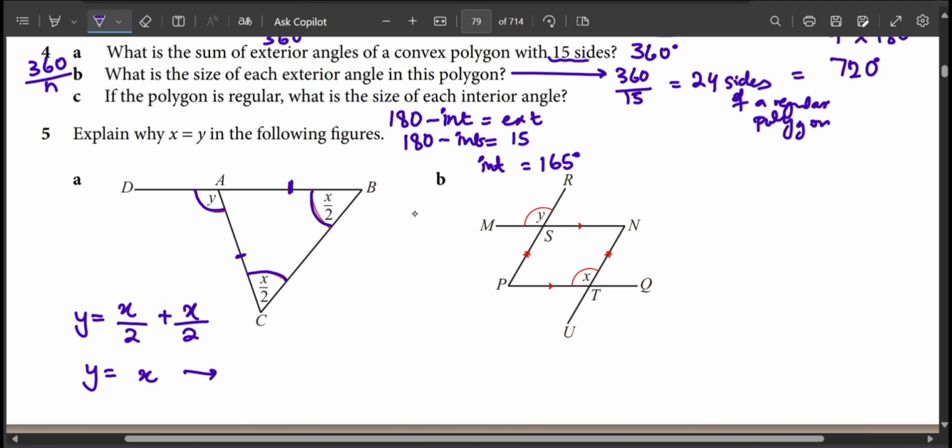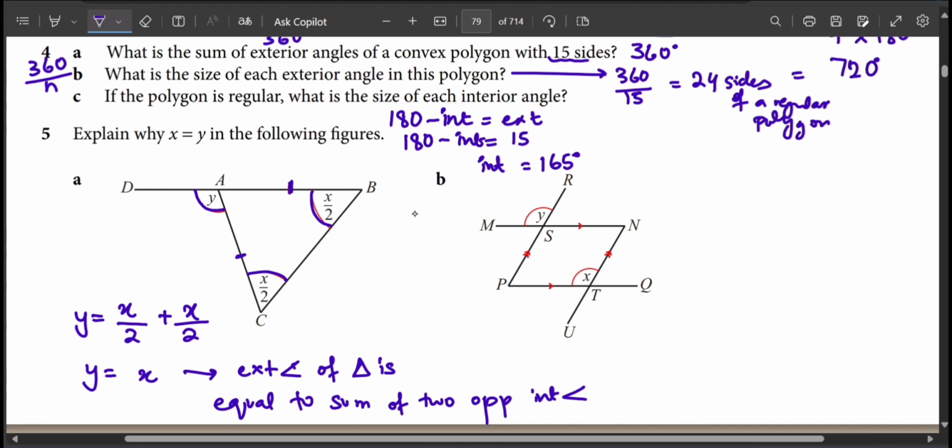This is because the exterior angle of a triangle is equal to the sum of the two opposite interior angles. That is why x is equal to y.